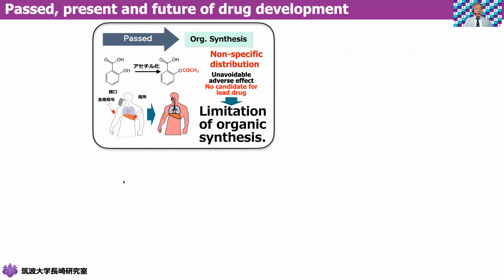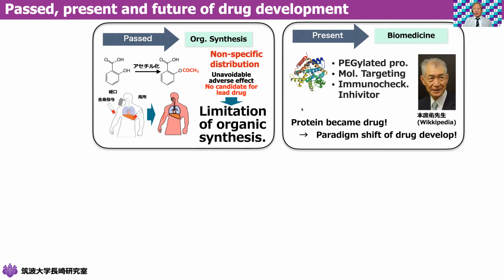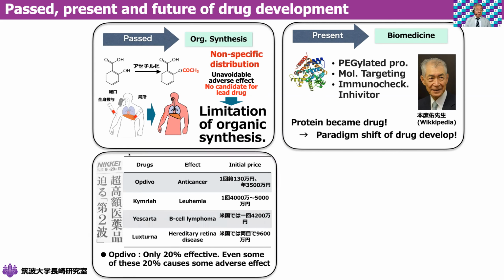Let me explain the present status of drug development. As you know, for more than 120 years, many types of drug have been developed by organic synthesis. However, recently, no candidate for a leading drug is available, which limits the organic synthesis development. 20 to 30 years ago, new drugs based on protein started. Recently, many types of protein drug are available. However, the cost of these drugs is increasing significantly, which causes another problem.